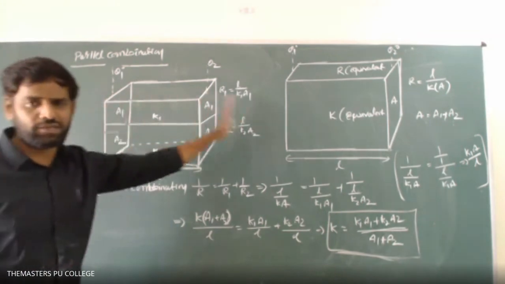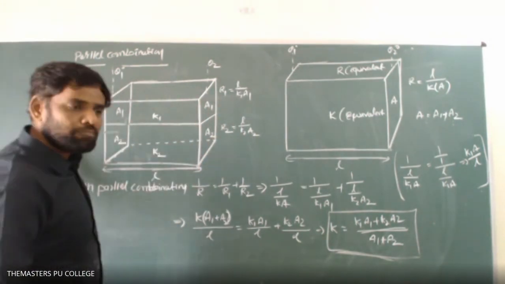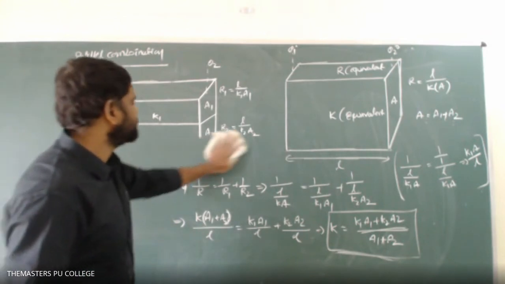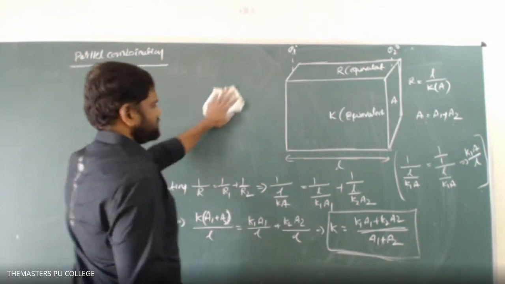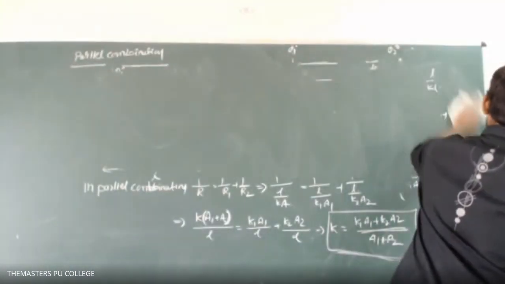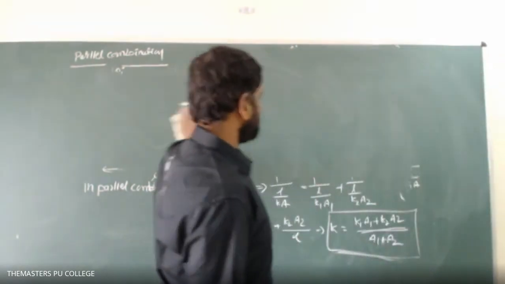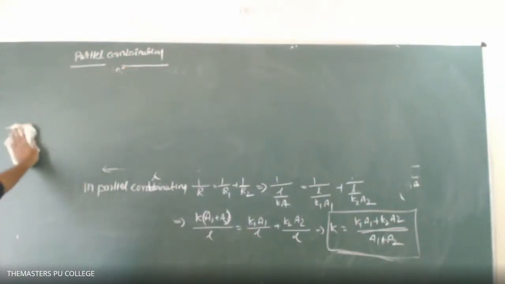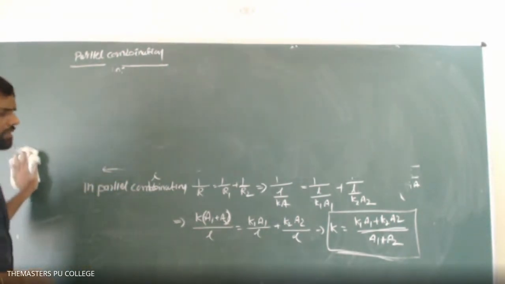So is it finished now, guys? Make a note of this. For n number of conductors, each of length L, connected in parallel.